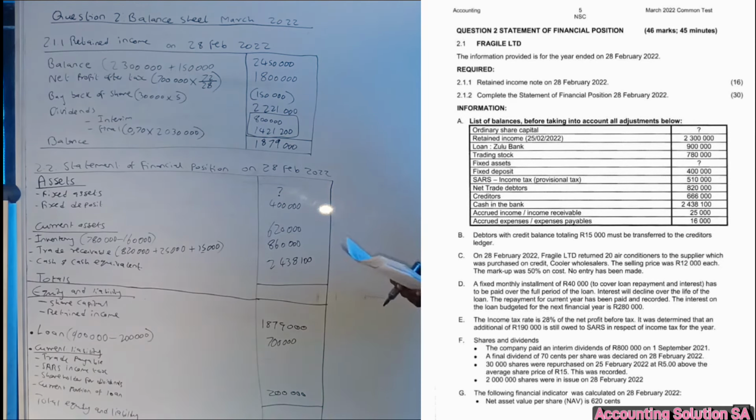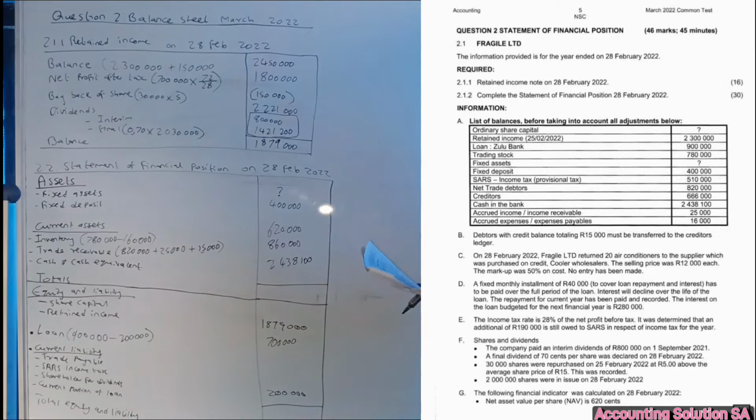Then the other one that we can go to, I think, is ordinary share capital. Ordinary share capital, if you remember, I don't think we have it. So we're going to go to number G.